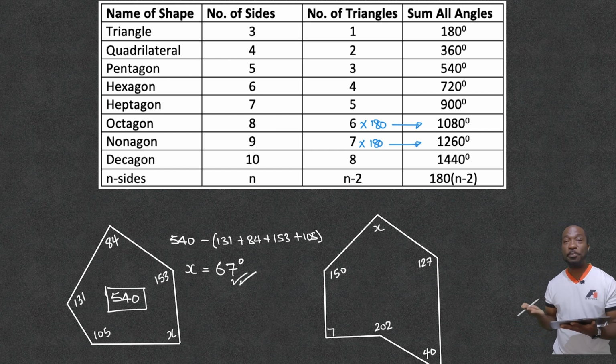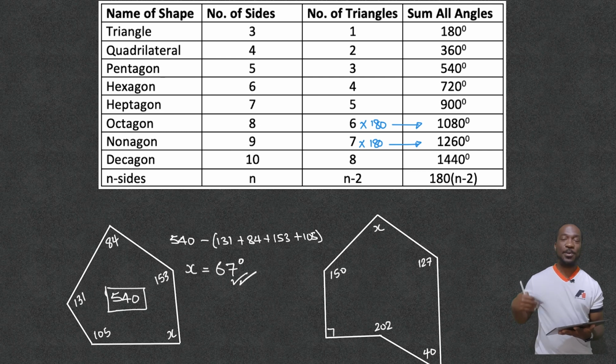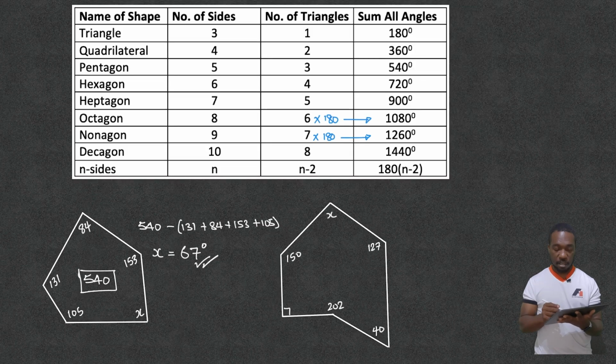If you want, you can pause the video here and have a go at that second question on your own, but I'm going to jump straight into it now. First, check the number of sides. 1, 2, 3, 4, 5, 6. So this is a hexagon. Now in a hexagon, all the angles add up to 720 degrees. So I know that my magic number is going to be 720.